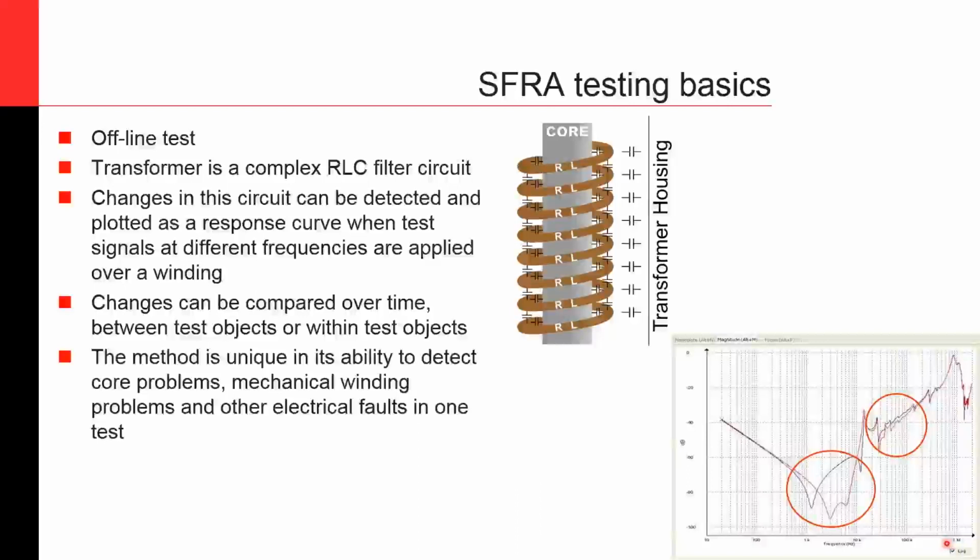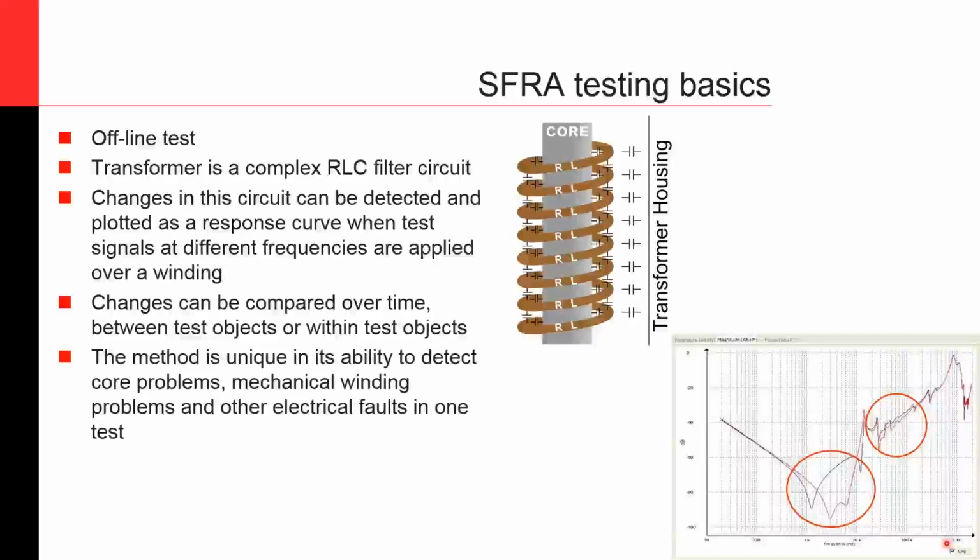So let's just start with a couple basics here. First off, this is an offline test. So you do have to have the transformer de-energized, completely isolated. You want all the bus connections off and everything like that. And then really, you're looking at the transformer as a complex RLC circuit. You have resistance in the winding, you have inductance in the winding, of course, and then you have all these capacitances: capacitance between one turn to the next, capacitance between the winding and the core and other windings, capacitance between the winding and ground. So really at the end, it's this really complex RLC circuit.